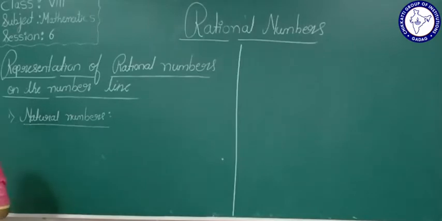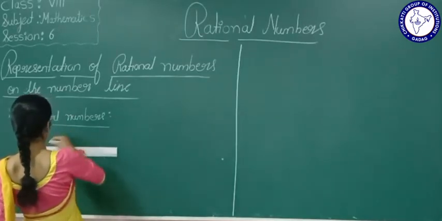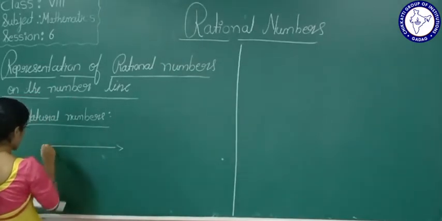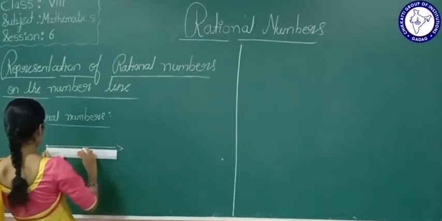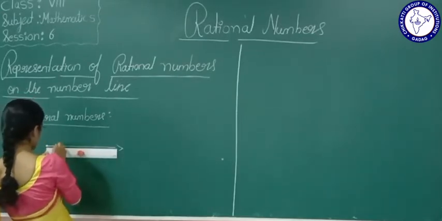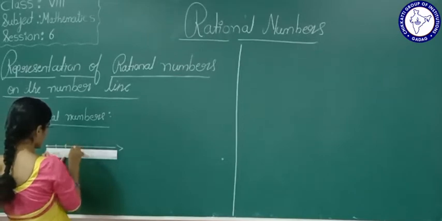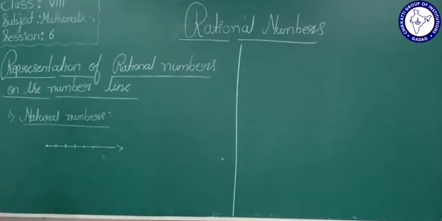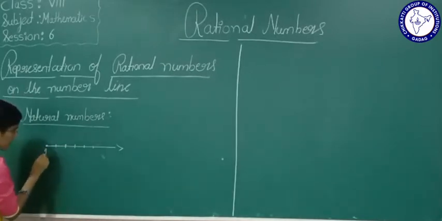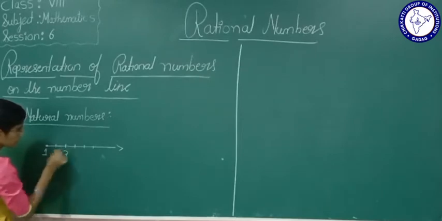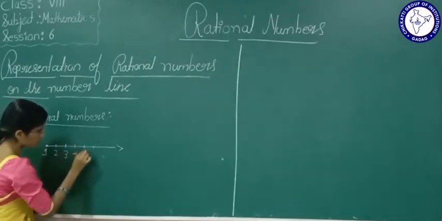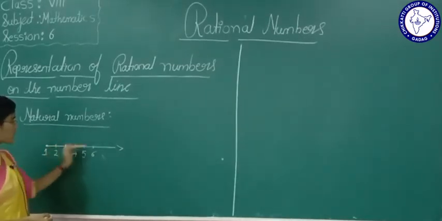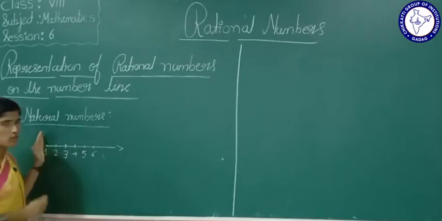Well, natural numbers will start from what, students? Natural numbers will start from 1. Yes or no? Now see here, natural numbers will start from 1, 2, 3, 4, 5, 6. Here the line extends indefinitely from the right side of 1.